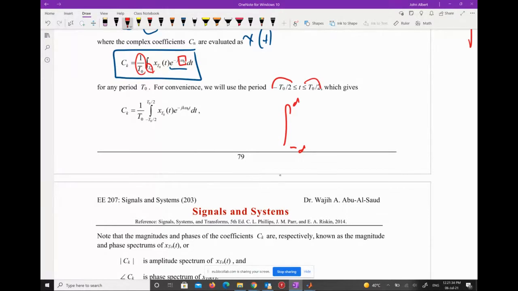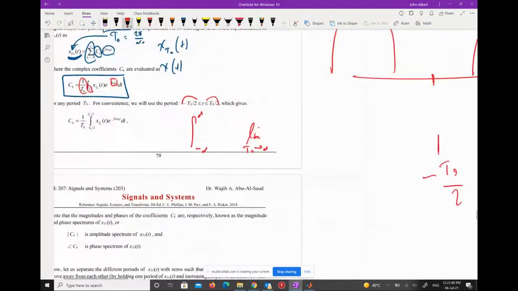This is number one. And the second point is I also have k omega 0. Now, if T0 increases and approaches infinity, in the limit as T0 approaches infinity, what happens to k omega 0?